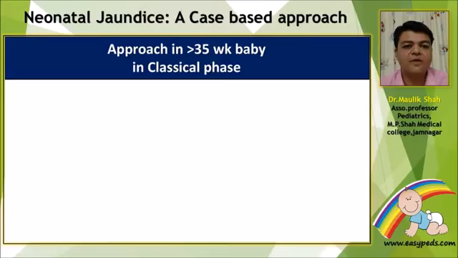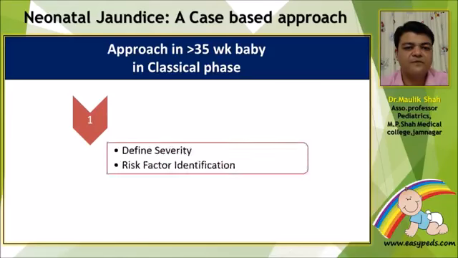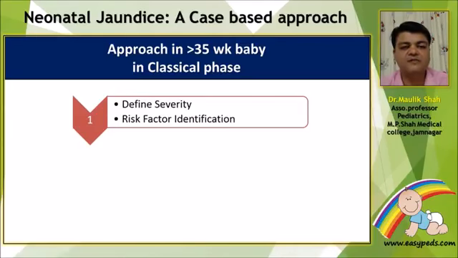When we talk about how to approach a more than 35-week baby or nearly term baby and term baby in the classical phase, where we get bilirubin rise most of the times, where the bilirubin starts rising up in 2 or 3 days and keeps on rising for 5 or 6 days and then it drops down, that is the more classical phase we know. Here the first important step we would like to do is define the severity.